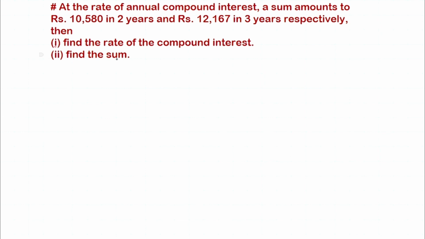So if you put certain money in a bank, it amounts to 10,580 in 2 years and 12,167 in 3 years. We need to find that money and the rate of compound interest as well. So we have two different cases in this particular question. The first case is for 2 years and the second case is for 3 years.